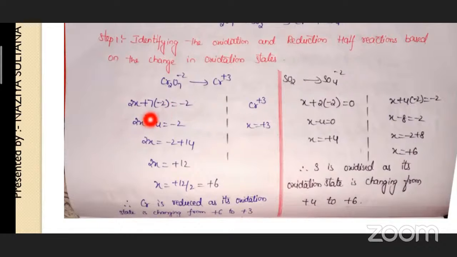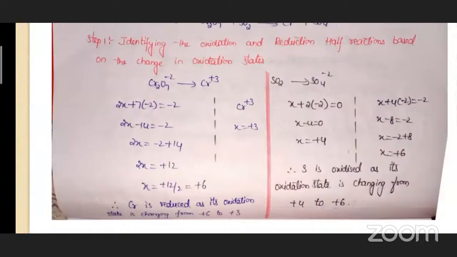For the ion, this is the ion. So we are equating it to minus 2. So 2x minus 14 is equal to minus 2. 2x is equal to minus 2 plus 14. This 14 is coming over here. It becomes plus 14. So x is plus 6. So what is happening over here? The oxidation state of chromium is changing from plus 6 to plus 3. That means decreasing. So the decrease in the oxidation state is called reduction. So chromium is reduced.